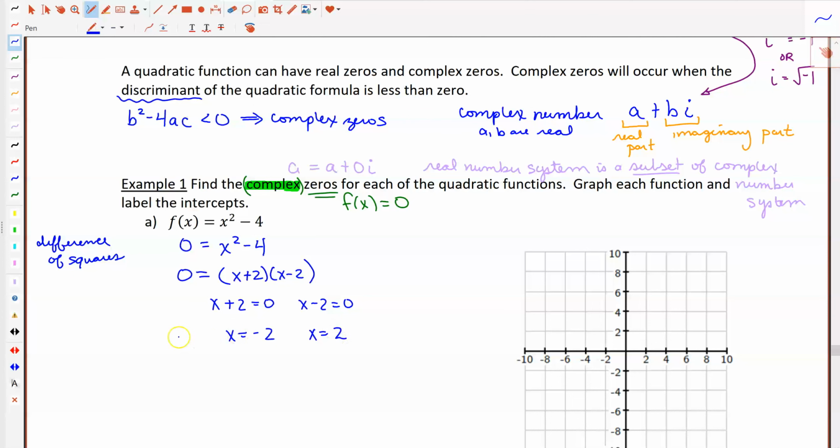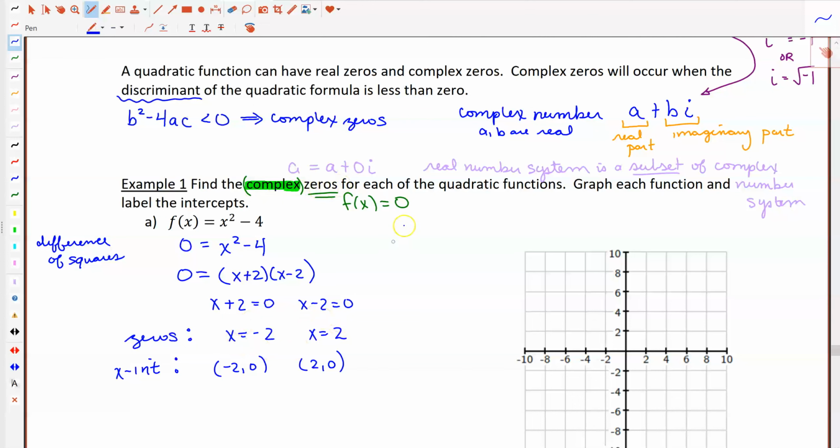Alright, so these that I just found, these are my zeros of my function. The x-intercepts of my function are going to be found by turning these into ordered pairs. So I have an x-intercept at (-2, 0), and another one at (2, 0). So you can see that we have 2 real zeros and 2 x-intercepts. So don't get distracted if the directions say find the complex zeros and you only end up with real zeros, because remember, all real numbers are also complex.